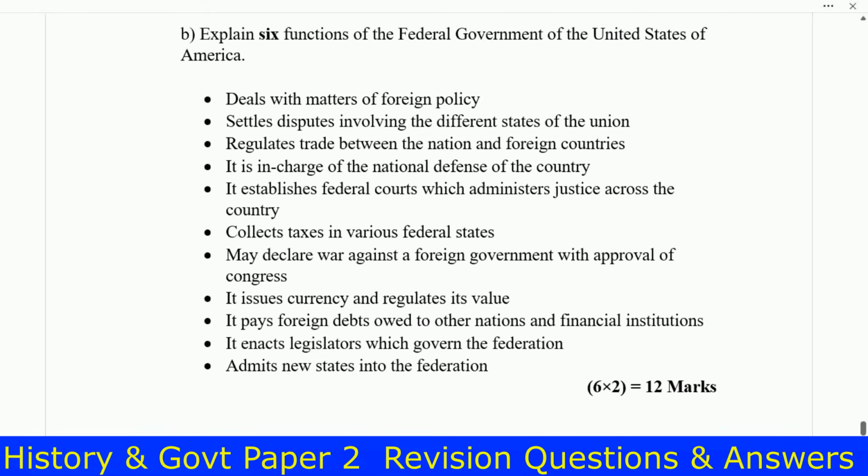Next, it enacts legislation which governs the federation. Next, it admits new states into the federation.